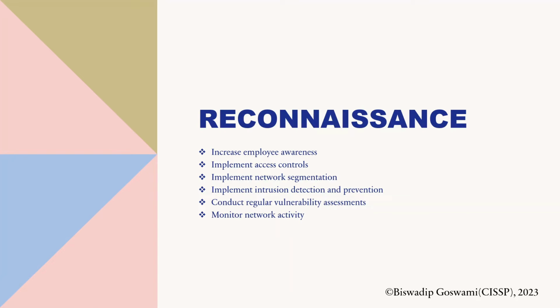Conduct regular vulnerability assessments. Regular assessments can identify potential vulnerabilities before they are exploited by attackers. These assessments can be used to identify weaknesses in the network, applications, and systems to prioritize remediation efforts. Monitor network activity. Monitoring the activity in the network can help to identify anomalous behavior that could indicate a reconnaissance activity. This can include monitoring network traffic, log files, and other activity that could be used to detect potential attacks.